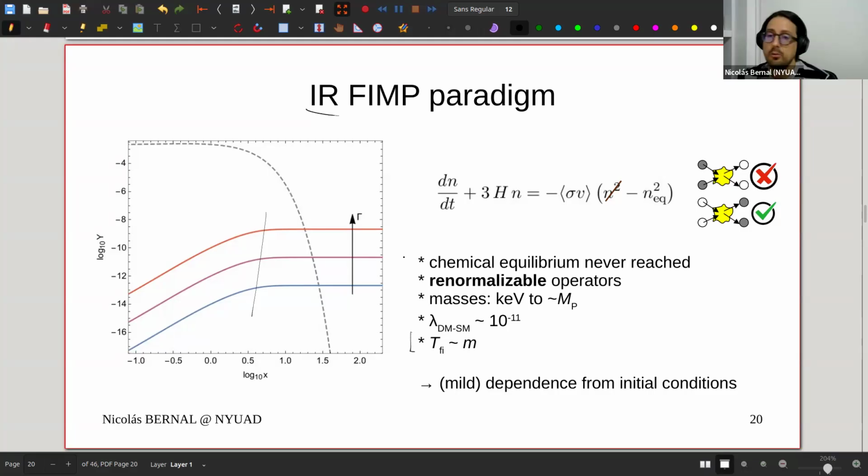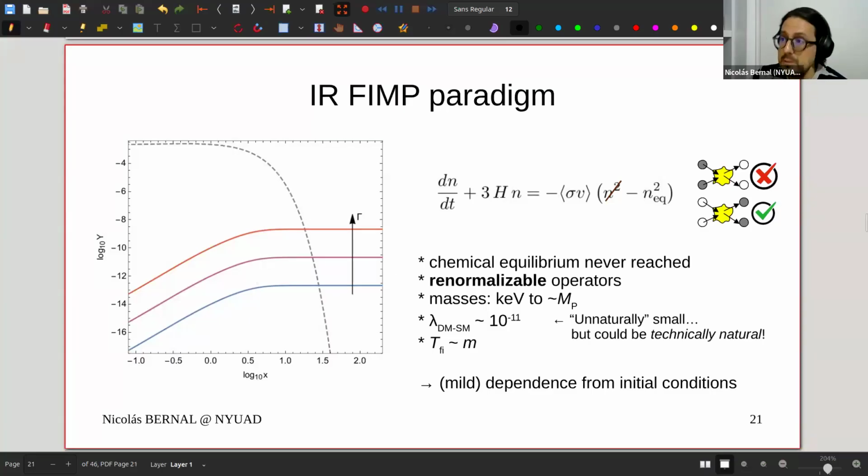This could be unnaturally small, right? 10 to the minus 11. You're not happy with this number. However, it could be technically natural in the sense of being stable under radiative corrections. And the model that I will show you is technically natural in this sense. So it will stay small, even if you take into account the corrections.